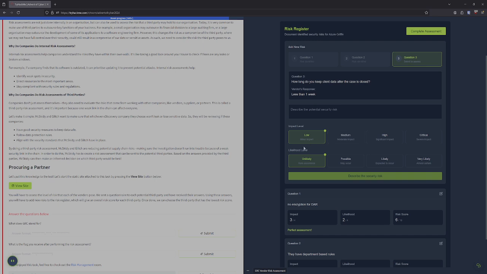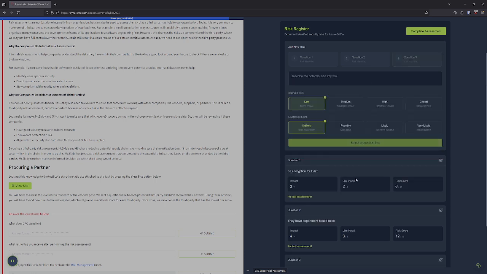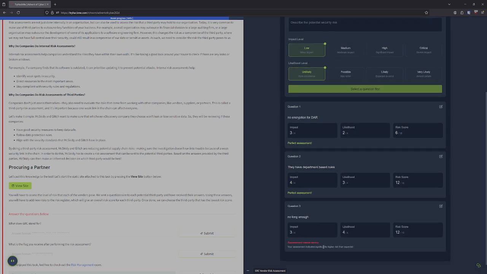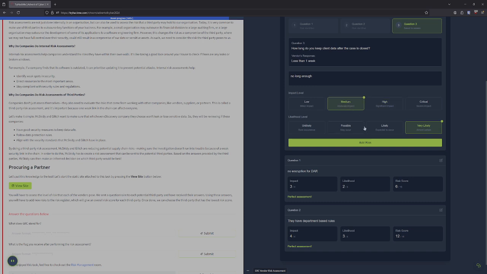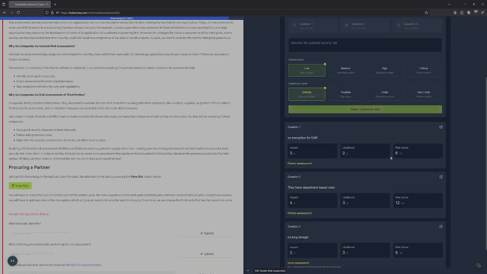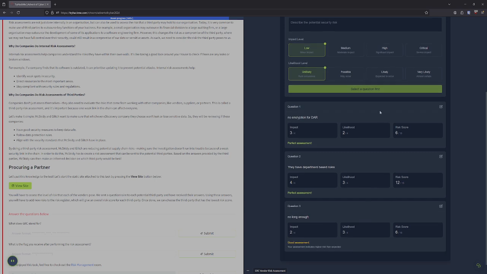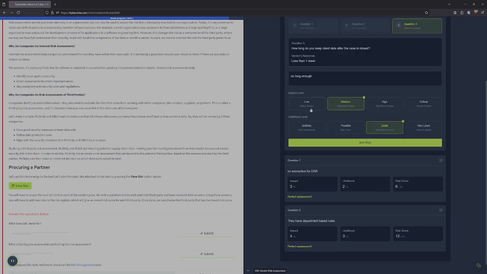Question number 3. We still have another vendor after this. How long do you keep data after it's closed? Less than 1 week. So that's the same as the last one, and I forgot what it was. I think that's not long enough. That's what I'm going to put for a reason. Significantly higher risk than expected. Higher risk than expected. I forget what I put for this last one.